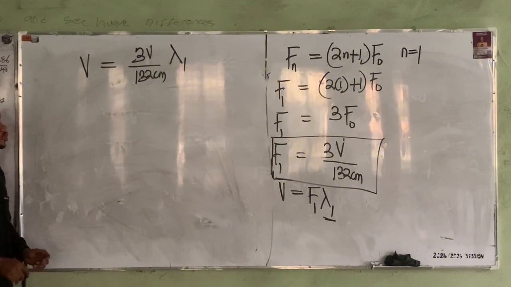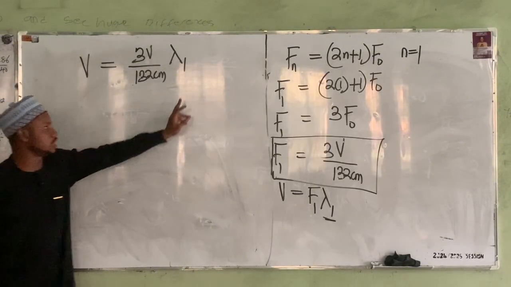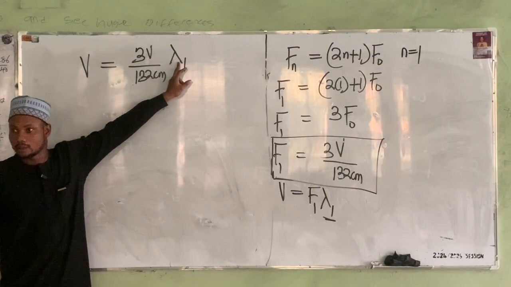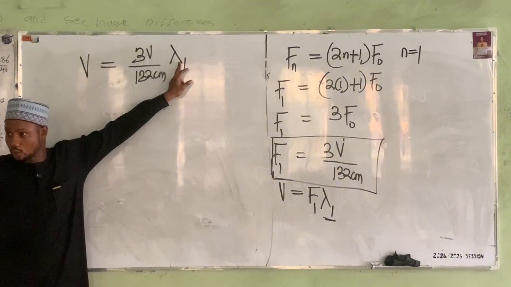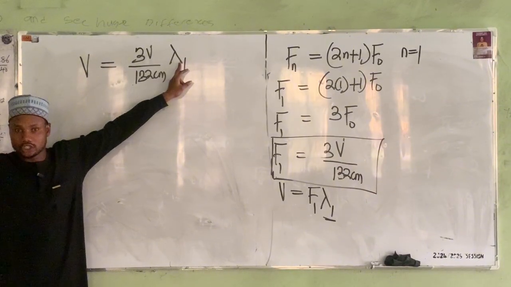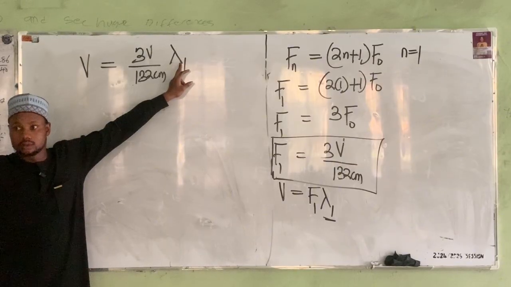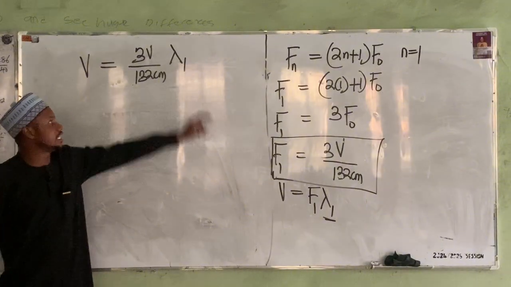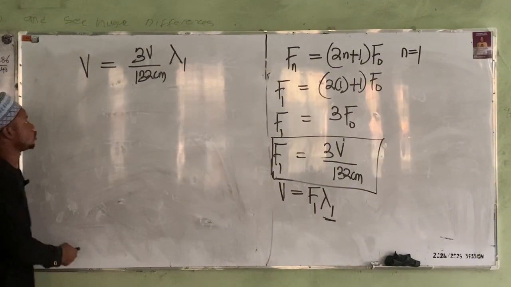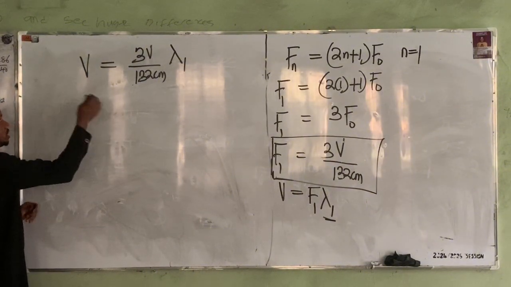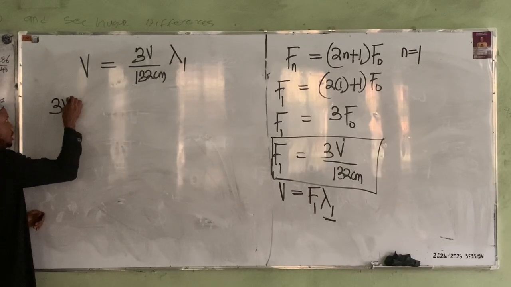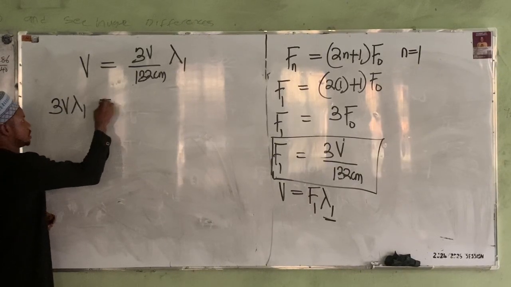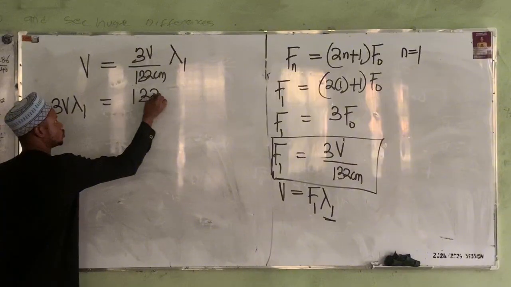If you look into the question here, we are asked to calculate for the overtone wavelength. Remember, lambda 1 represents the overtone wavelength, right? While lambda naught represents what, class? The fundamental frequency, right? Now let's make this guy here the subject. To make this the subject, I will cross multiply. This is the same as 3V lambda 1 is equal to 132 cm.